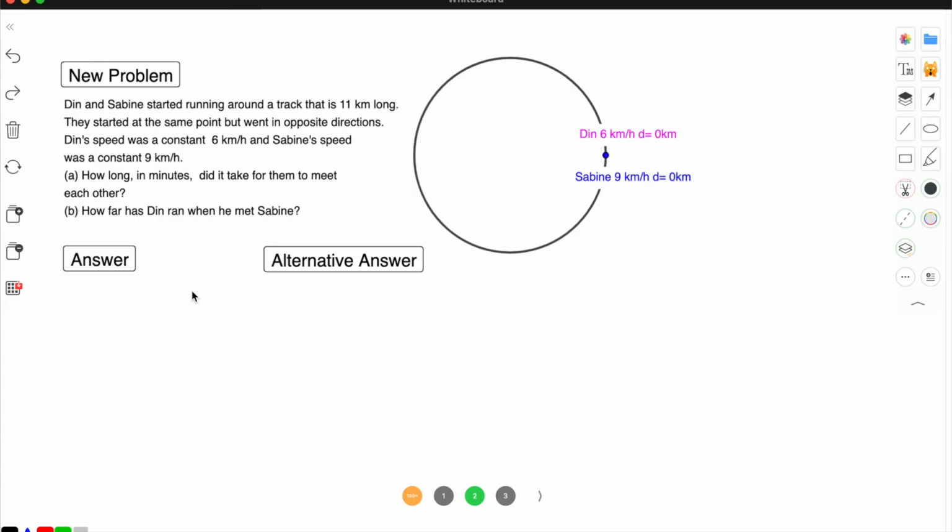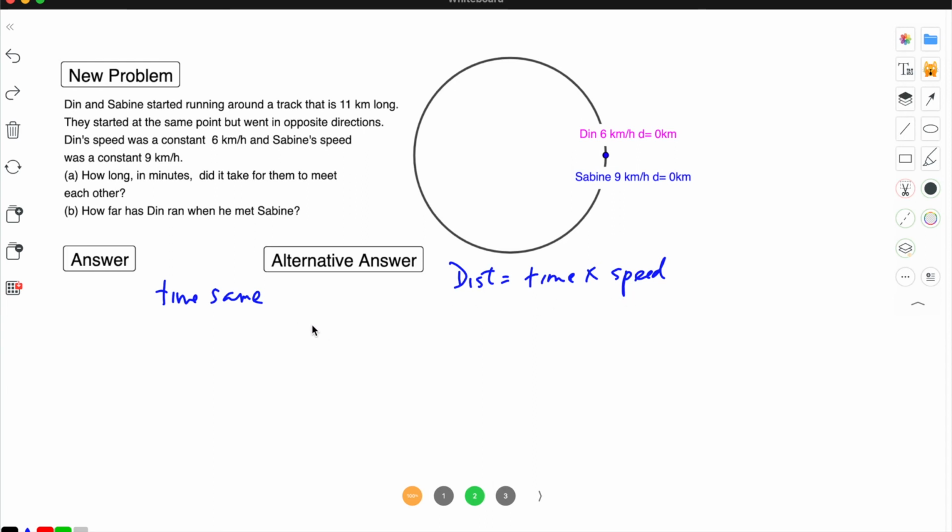In the second solution, we are going to make use of ratio to solve the problem. If you were to remember the simulation that we did at the early part of the video, when both of them meet, the time taken is the same for both Dean and Sabine. So if you were to take the formula, distance is equal to time multiplied by speed. If the time is the same for both, that means the distance will only depend on the speed.